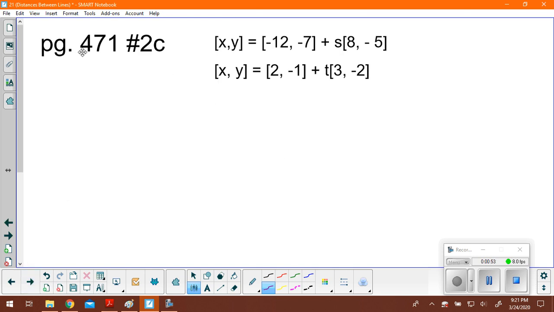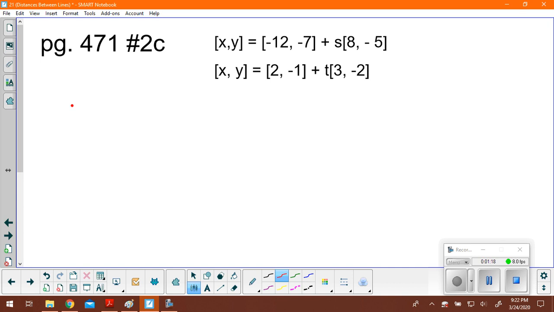Okay, so let's get into the questions now. 471, number 2C. We're going to find the intersection of these two lines. We did a similar example in the notes from yesterday. This is my second take on this video because the algebra got a bit messy, at least when I tried it the first time. So always take your time and slow down when you're doing these things.